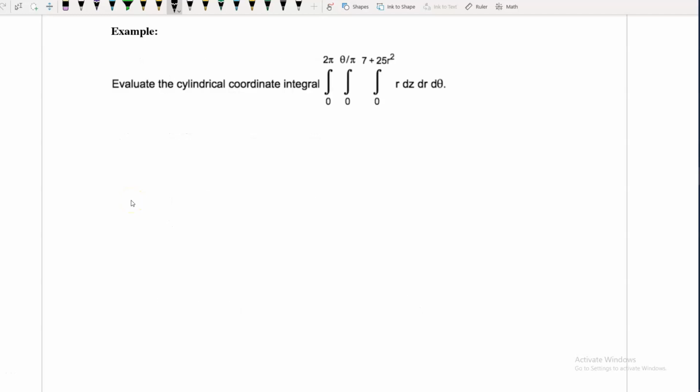Example: evaluate the cylindrical coordinate integral. We have the triple integral r dz dr d theta. So z is from 0 to 7 plus 25 r squared. r is between 0 and theta over pi, and theta is between 0 and 2 pi.